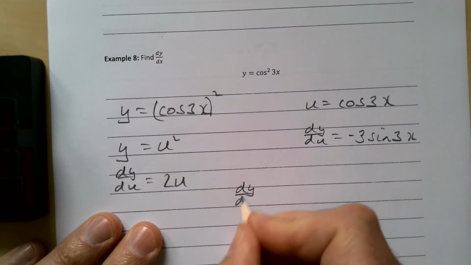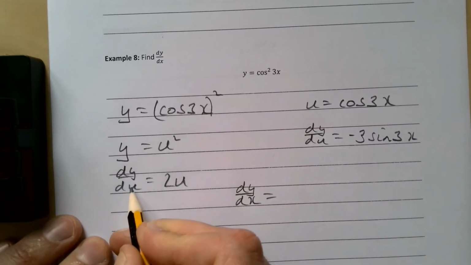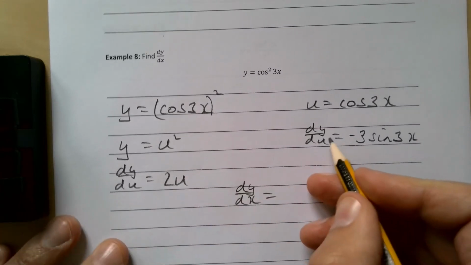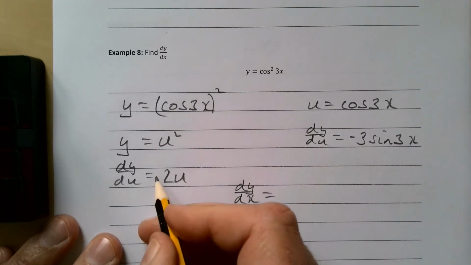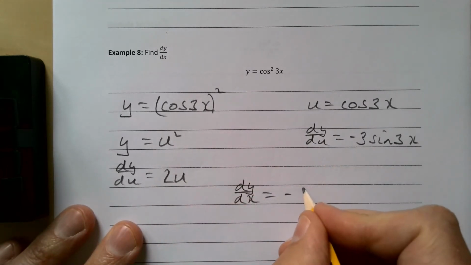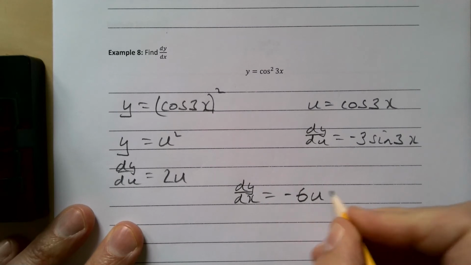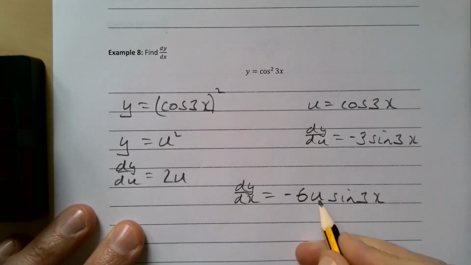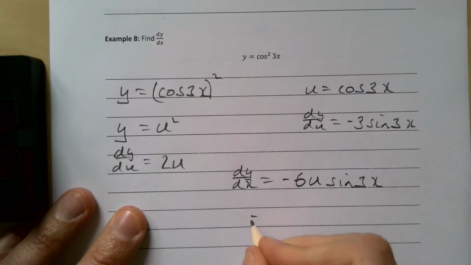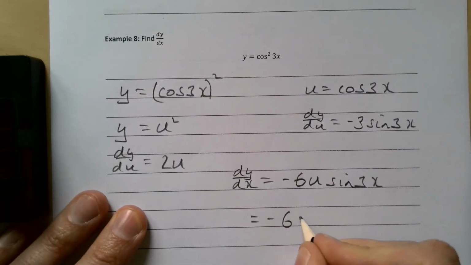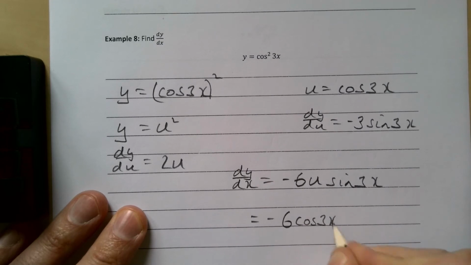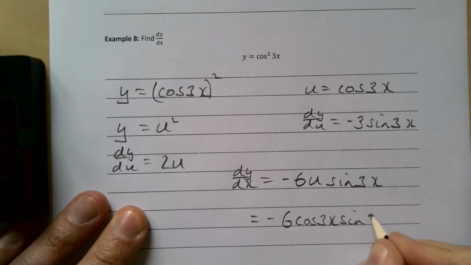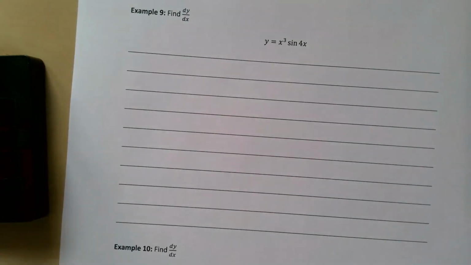That means dy by dx is going to be dy by du times du by dx. Minus 3 times the 2, then we're going to go for a minus 6u sine 3x, and then changing our u back again, minus 6 cos 3x sine 3x. 2 to go. We're doing well.